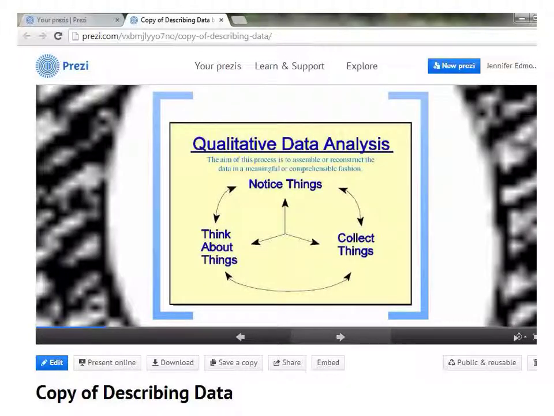When we were together, we briefly reviewed a method for qualitative data analysis where your goal, as with any kind of analysis, is to make the data meaningful. When it's qualitative data, it takes a little more time to hear what the data is saying. So the process that we'll go through is 3 steps: notice, collect, think.